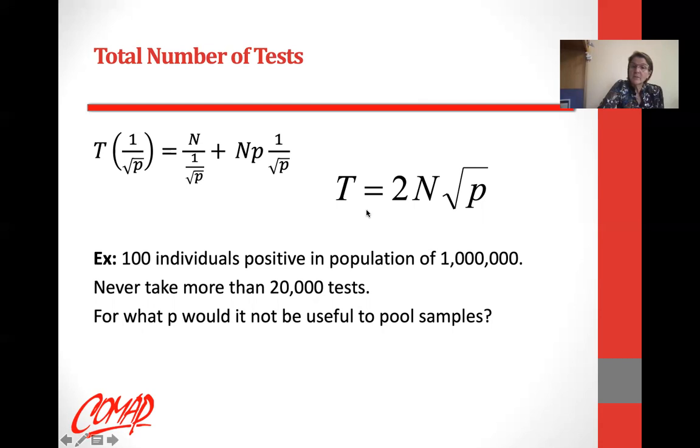So this is really cool, because now I have a way of saving money and tests if I know the probability of testing positive and the total number of people in my population. So for example, if I had 100 individuals positive in a population of 1 million, it'd never take more than 20,000 tests.